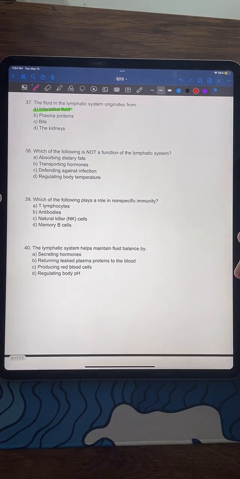Number 38, which of the following is not a function of the lymphatic system? Give you guys just a moment. Some people get this one wrong. It's okay. We'll talk about it.